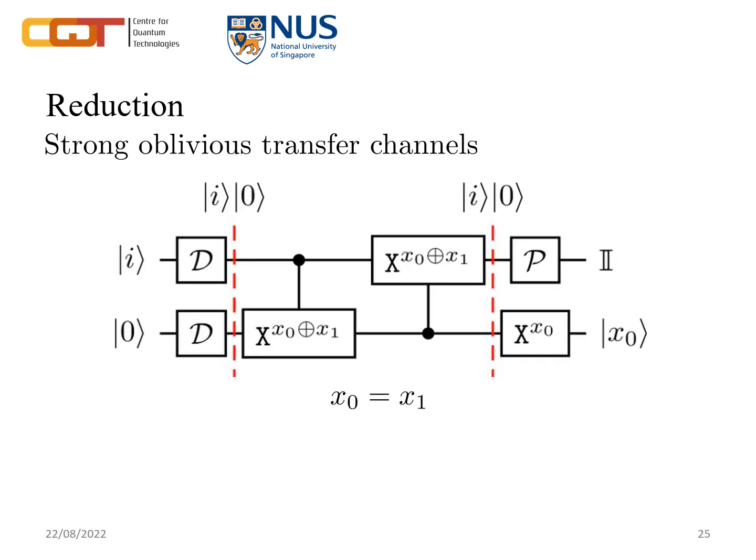We will show that these strong oblivious transfer channels can apply quantum oblivious transfer. Let the input be |i⟩|0⟩. If x0 equals x1, we do not apply the swap gate. The output of the second qubit is x0, which equals x1. If x0 does not equal x1, we apply the swap gate, and the output of the second qubit is x0 plus i. If i equals 0, then it's x0. If i equals 1, then it's x0 plus 1, and it equals x1.